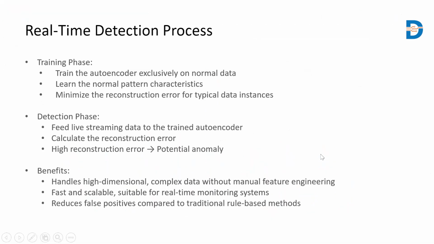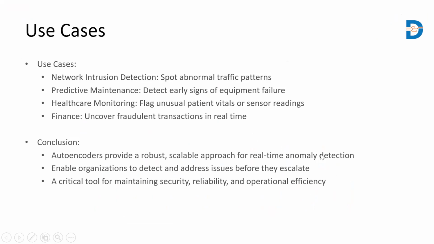So in this way, you can use autoencoders for anomaly detection. Now, use cases. These kind of autoencoders for anomaly detection are used in network intrusion detection, where you have abnormal traffic patterns. You use it in predictive maintenance. You also use it in healthcare monitoring, where you flag unusual patient vitals or sensor readings. Similarly, to identify fraudulent transactions in finance fields. So the list of use cases is endless.